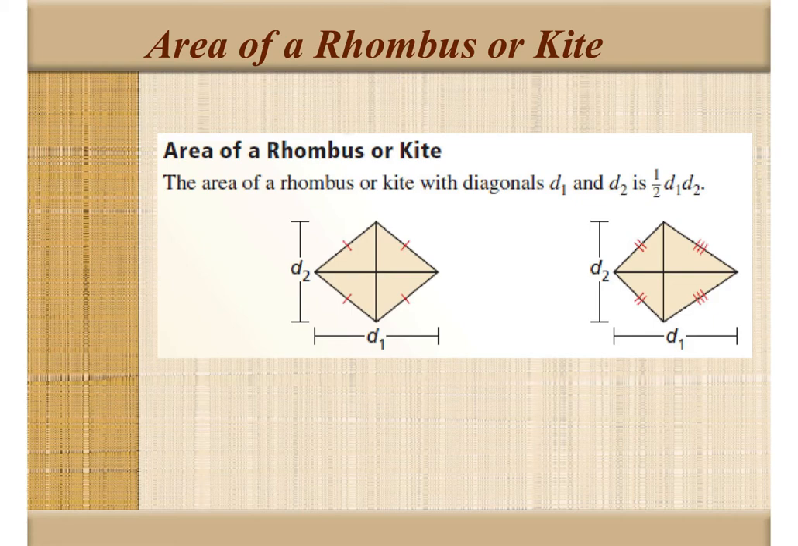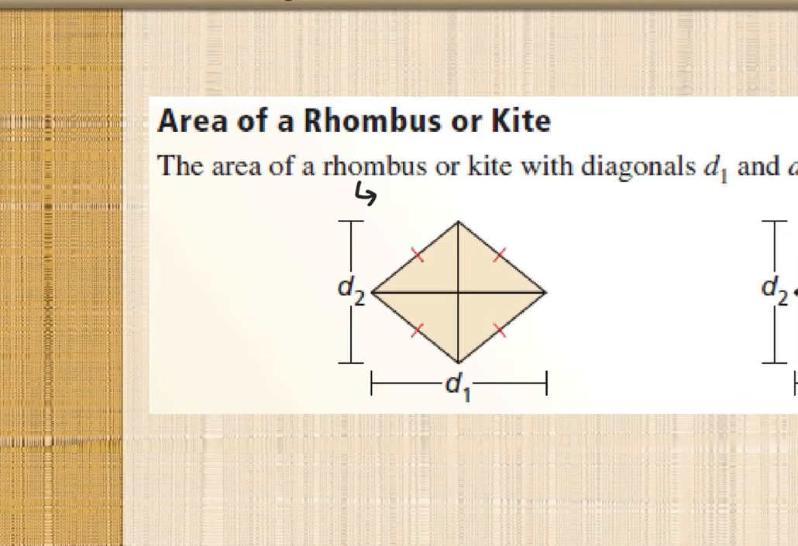Does anyone remember what a rhombus is? Xavier? All 4 sides are congruent. Very good, write that in there. All 4 sides are congruent. There's a shape that's a specific kind of rhombus. Does anyone remember what shape is a specific kind of rhombus?